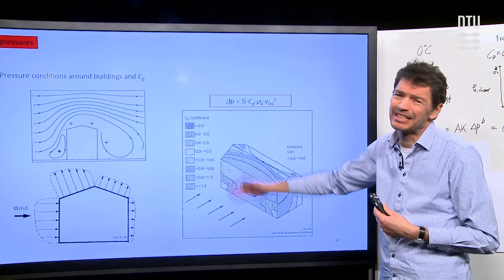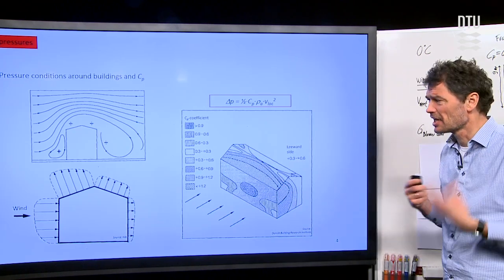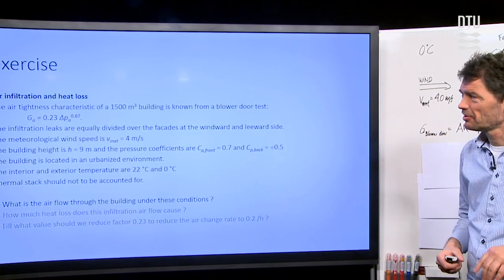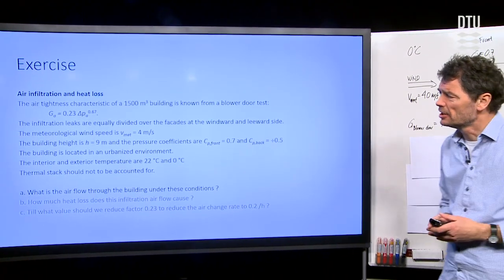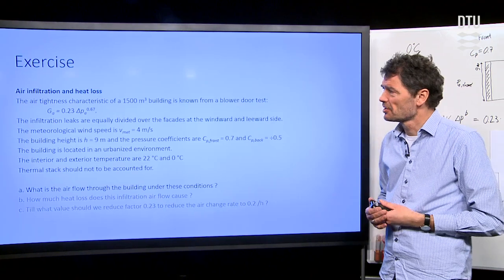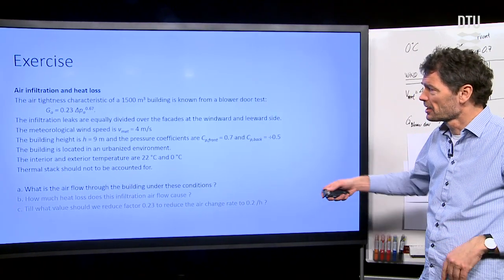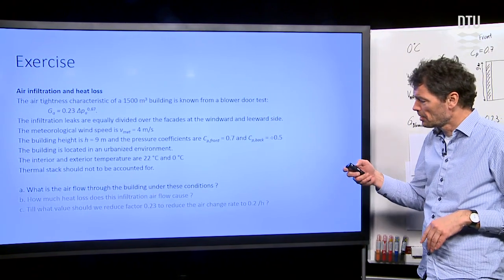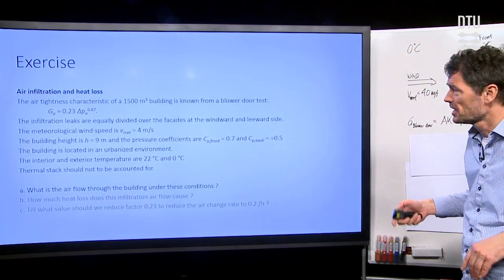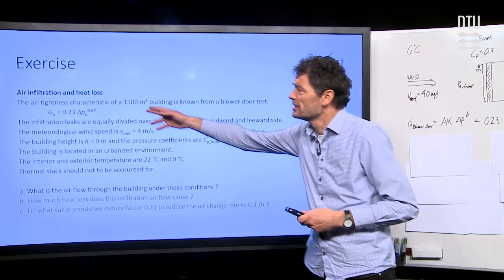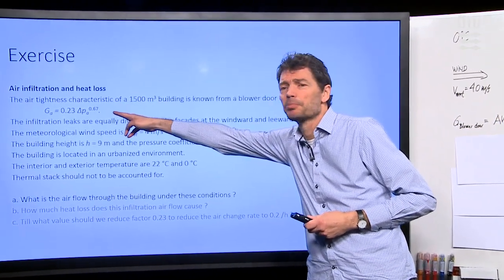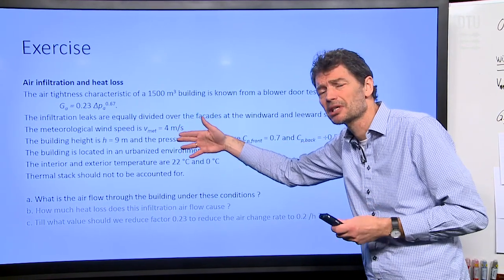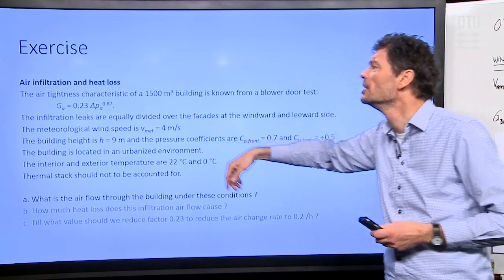So we get positive or negative pressure coefficients, as I talked about before. The example I'm going to talk about is from our exercises. One of our exercises talks about a building where we know it's rather big, 1,500 cubic meters, and people have made a blower door test where they have found this air change depending on the pressure difference between inside and outside of the building. So that becomes our characteristic of the building.